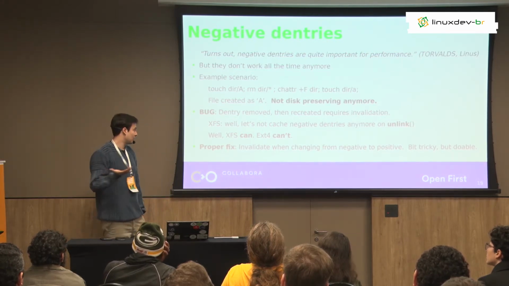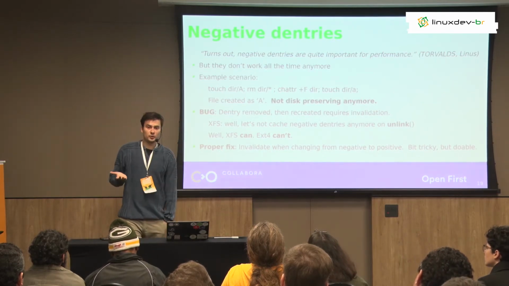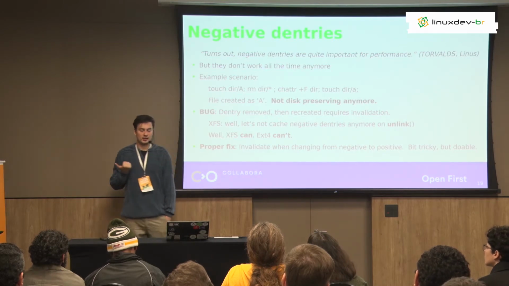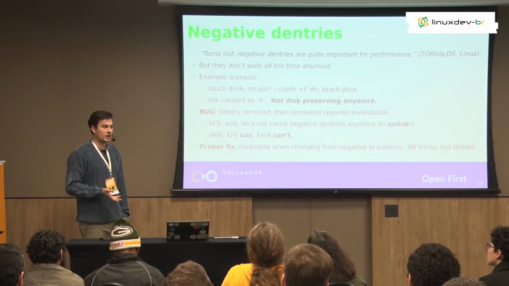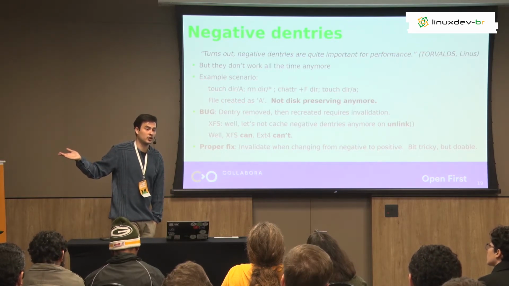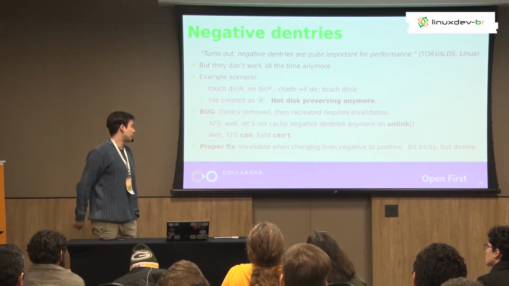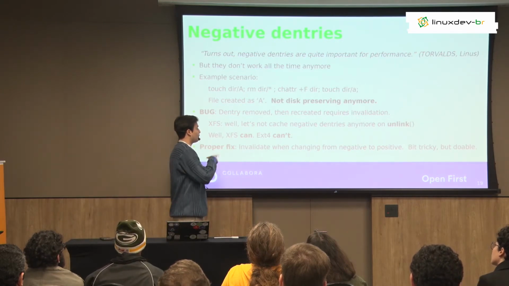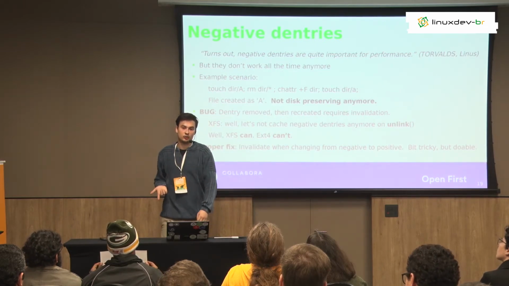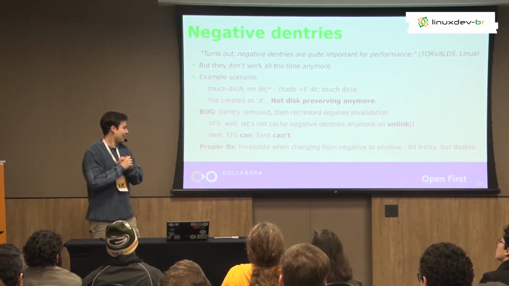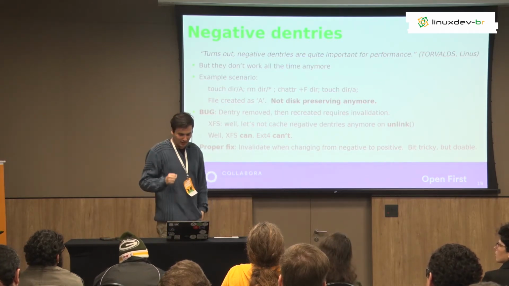There are two solutions for this. Well, screw negative entries, I don't need them. And that's what the XFS people do. If you enable case folding in the XFS, they don't store negative entries anymore, but they can, because they have a lot of B-trees, they cache a lot of stuff in the kernel, so they have good performance. Ext4 doesn't. There is a proper fix for this, which is invalidating when changing from negative to positive. So after I remove my file, if I recreate it, I don't reuse the entry. So, good. It's a bit tricky, it's doable, there are some issues with making the maintainers accept it, but we are getting there.